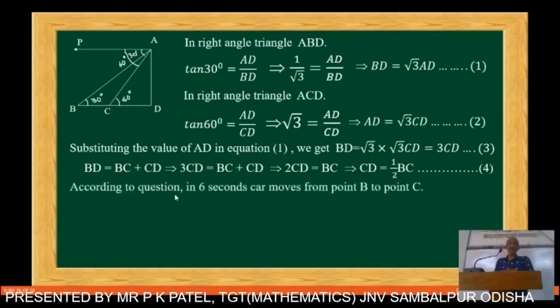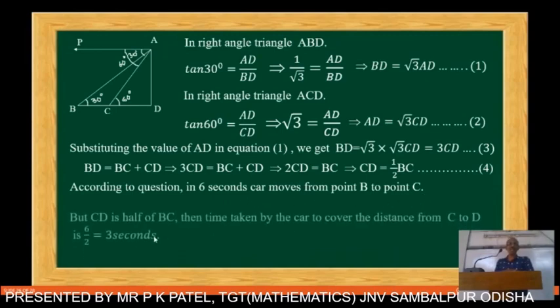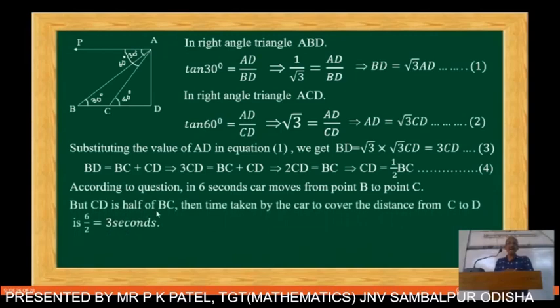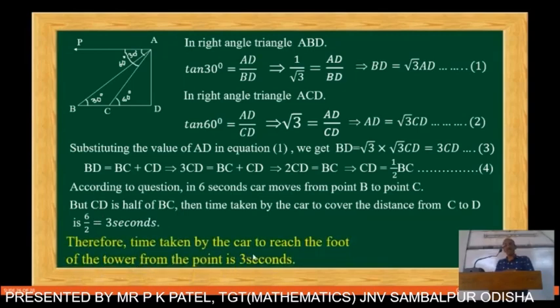So according to the question, in 6 seconds, the car moves from point B to C. But CD is half of BC. Then the time taken by the car to cover the distance from C to D is 6 by 2, that equals 3 seconds. So therefore, the time taken by the car to reach the foot of the tower from the point is 3 seconds. Okay.